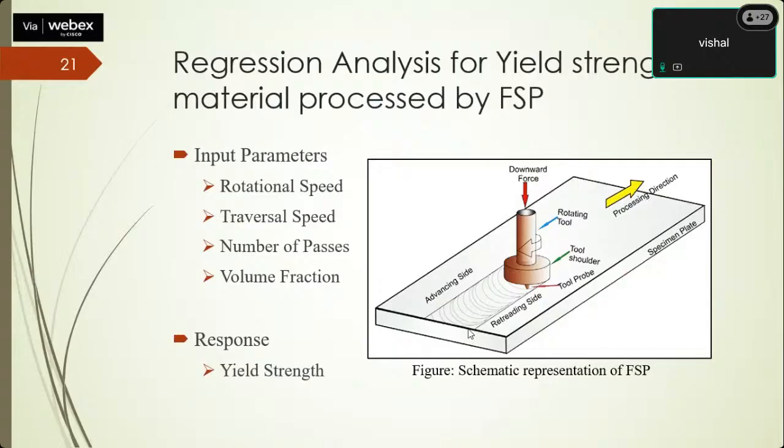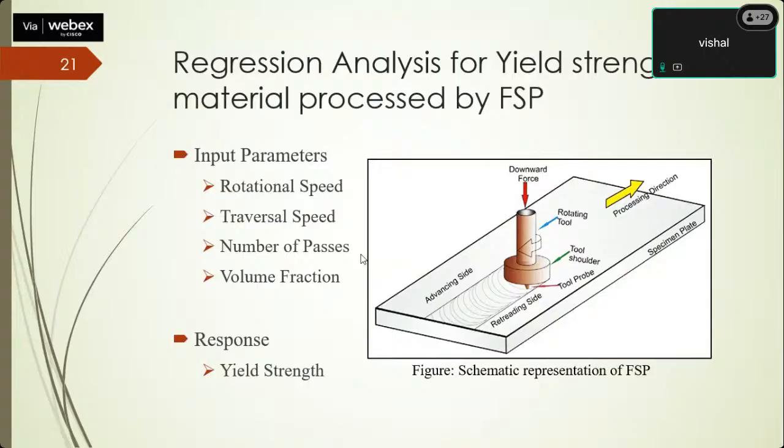there are some input parameters which are involved in improving the structure. Here we are going to analyze the input parameters such as rotational speed, table speed, number of passes, and volume fraction. Actually, this program is related to modifying the structure, or we can say surface composite fabrication, by using the friction shear process.